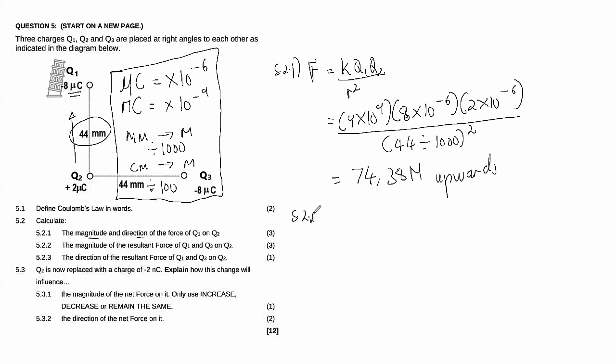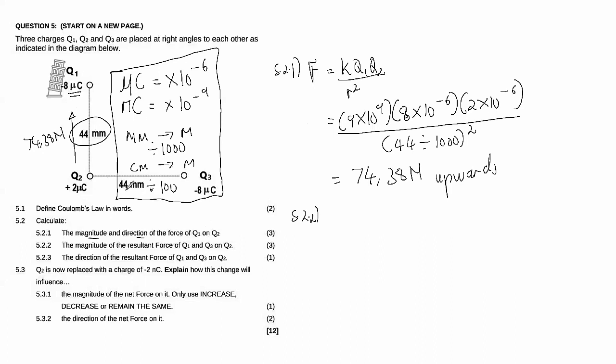Then 5.2.2 says the magnitude of the resultant force of Q1 and Q3 on Q2, right? Now we have already calculated that Q1 exerts a force of 74.38 newtons on Q2. But looking at this part here, we can see that the magnitude of the charge of Q3 is similar to the magnitude of the charge in Q1.